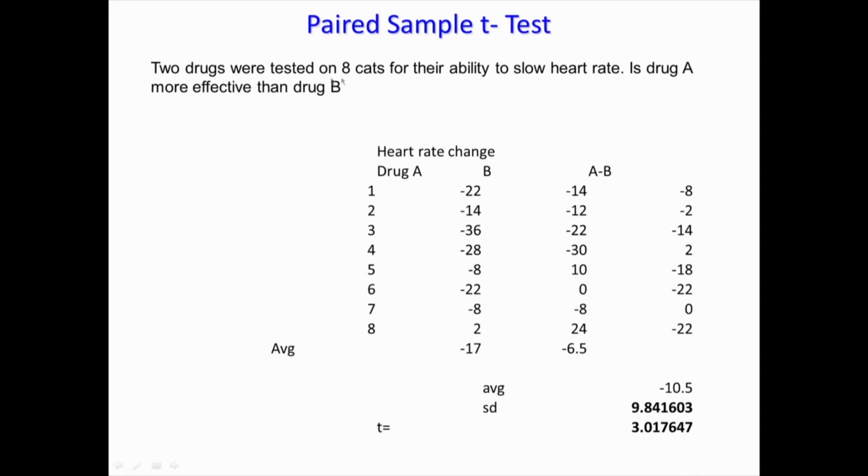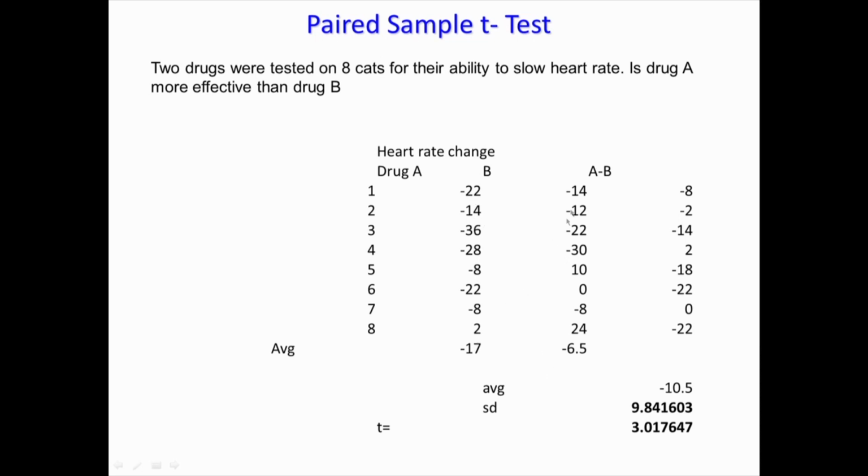Now, 2 drugs were tested on 8 cats here, okay, drug 1, it is slowing the heart rate. So, the heart rate has slowed when I give drug A on cat A, I mean cat 1 by minus 22, that means it has gone down by 22. When I gave drug B, it went down minus 14 and so on actually. Okay. So, the average is minus 17, average for this is minus 6.5. Now, this drug A is more effective than drug B.